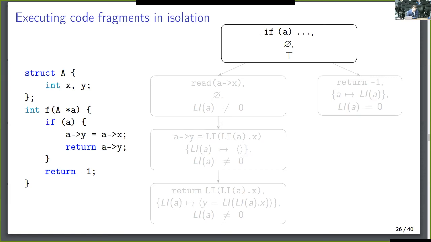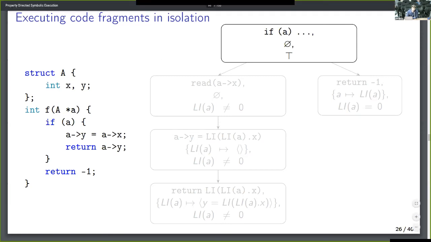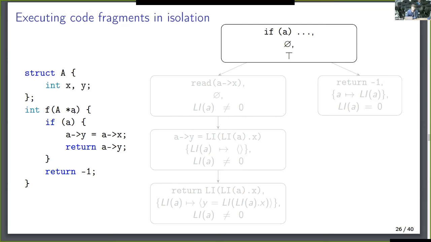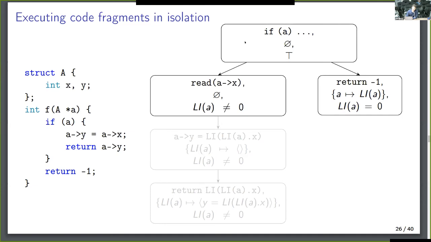So how does it work in more detail? Here we have a function that checks that the pointer is non-null, and then it writes the field X of this structure A into the field Y, and it returns the result. In the other branch, if A is null, we just return -1. So here, the first statement is this branching, this conditional statement. So here we just evaluate A.